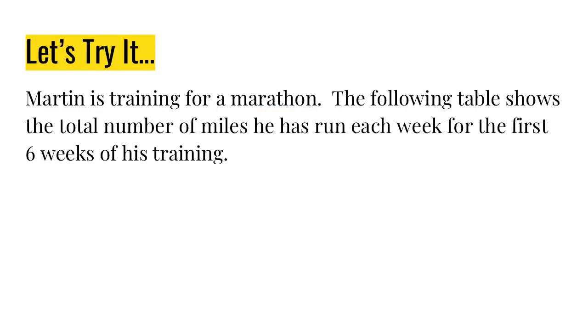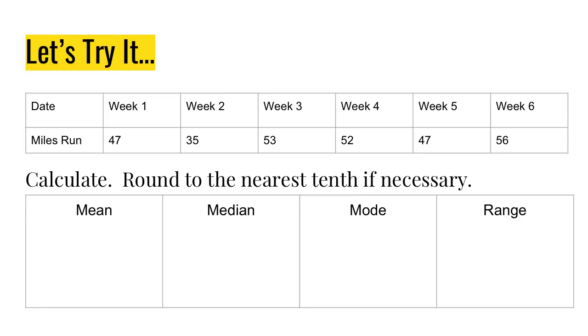Martin is training for a marathon. The following table shows the total number of miles he has run each week for the first 6 weeks of his training. So you'll see in our table, week 1, he ran 47 miles, week 2, 35 miles, week 3, 53 miles, and so forth. So we are going to calculate each of these things. We're going to round to the nearest tenth if necessary.